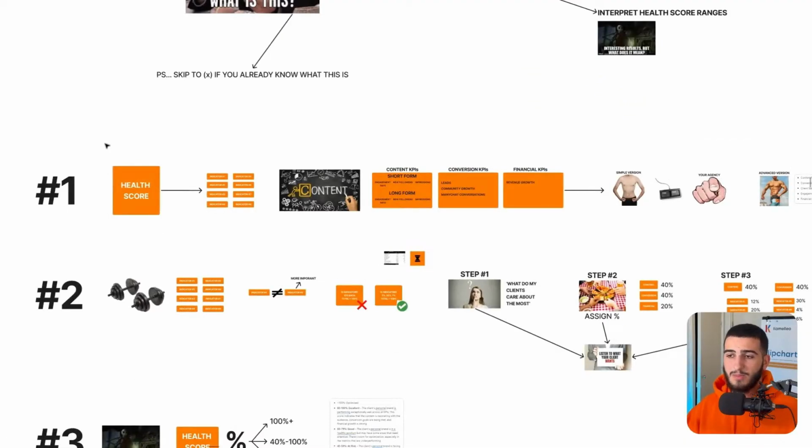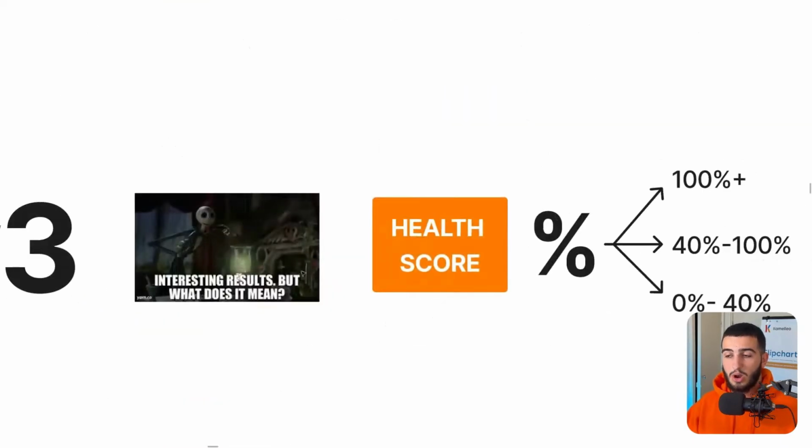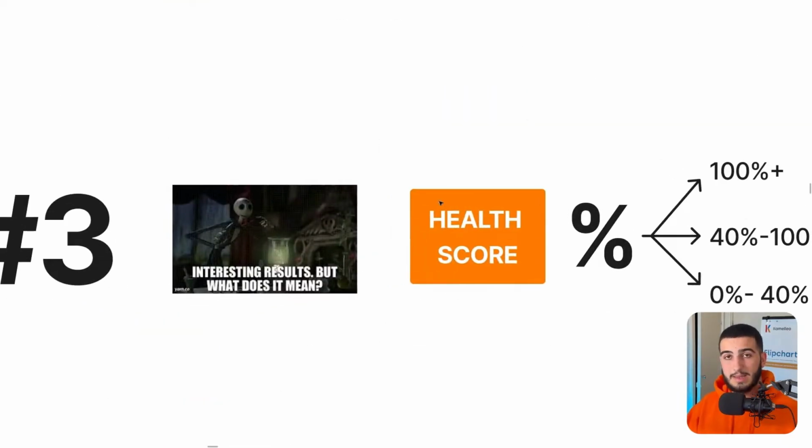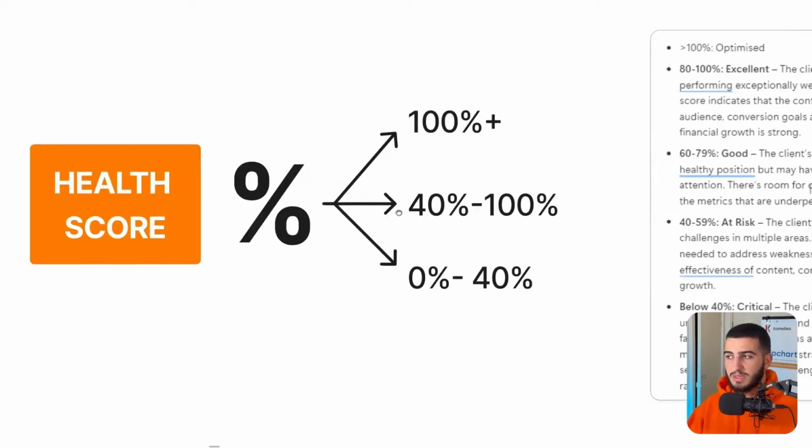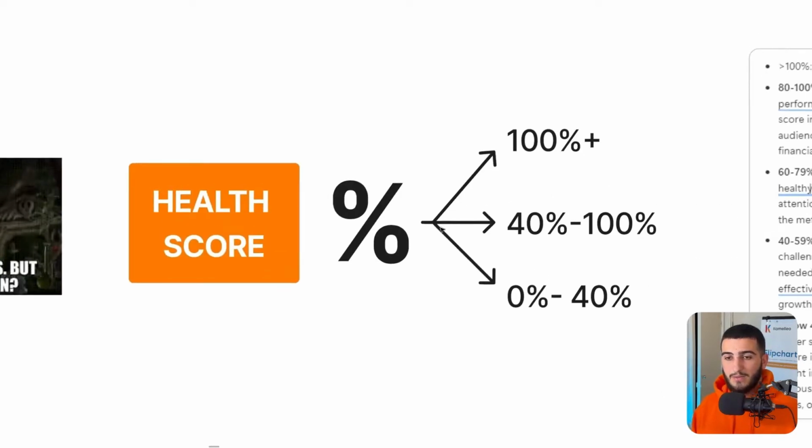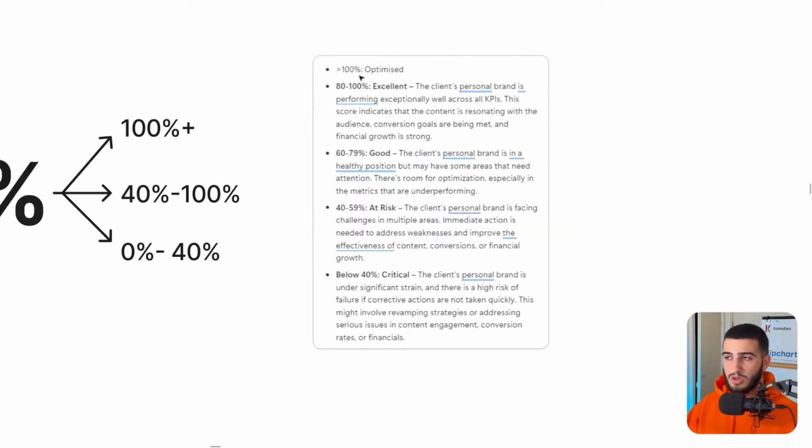So now that we've broken down the health score into the different indicators and worked out the weights for each indicator, we move on to the last step, which is interpreting the health score. A health score is a percentage, so we want to give certain ranges which mean different things. This is the example we're going to be using in our video.